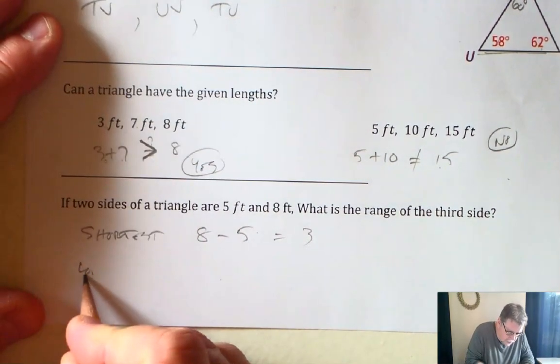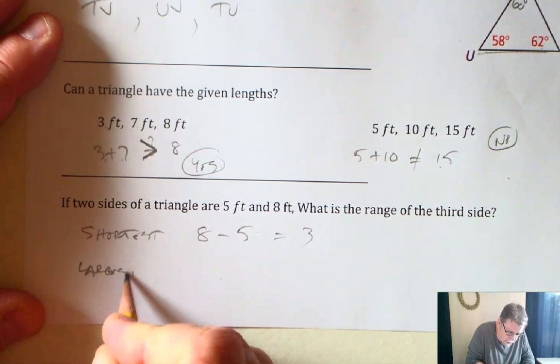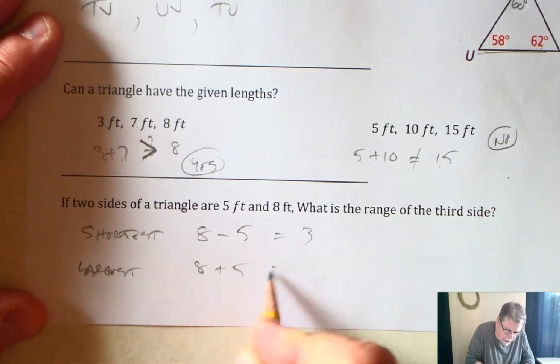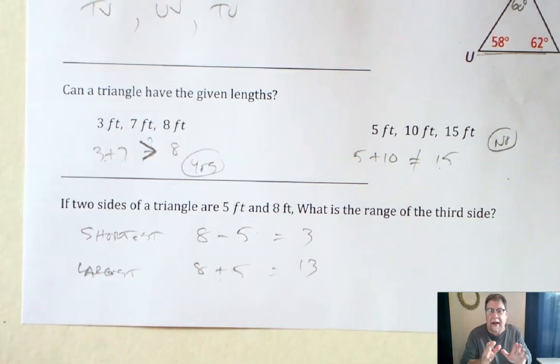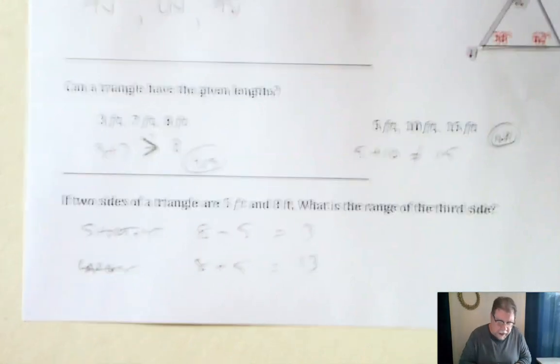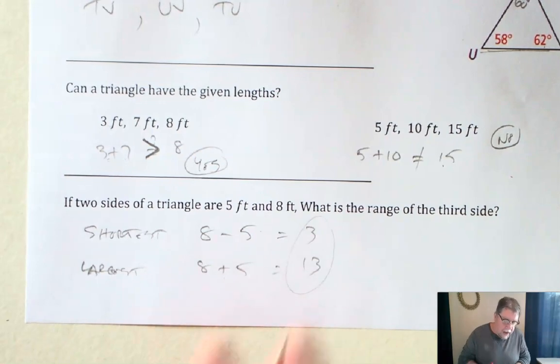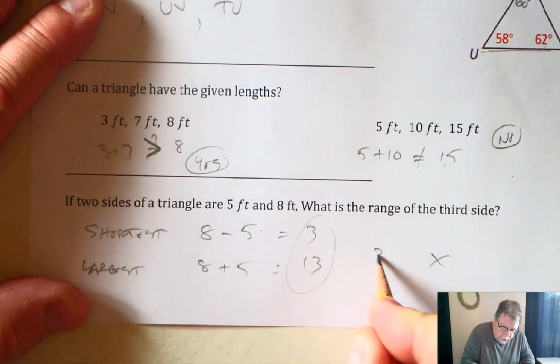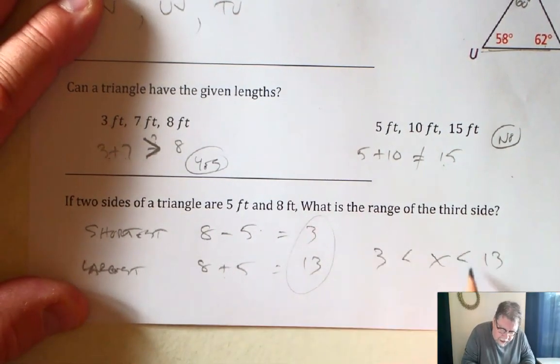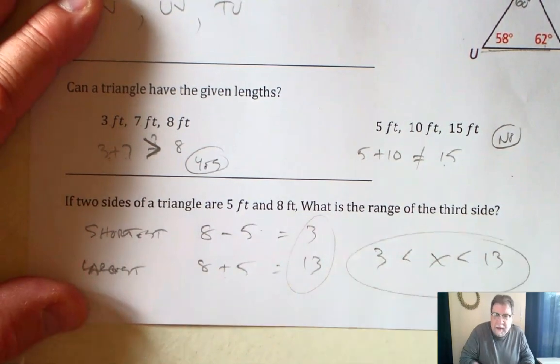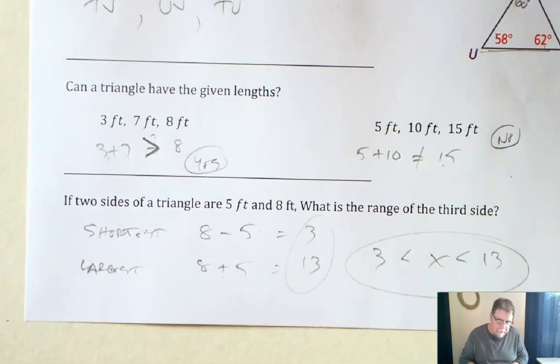And the largest it could be is 8 plus 5, 13. Again, it can't equal 13. It's got to be slightly smaller than 13. So anywhere between 3 and 13, we would have a triangle here. So x would be between 3 and 13, not equal, so don't put a line under those. And that would be the range of the third side if we wanted to have a triangle.